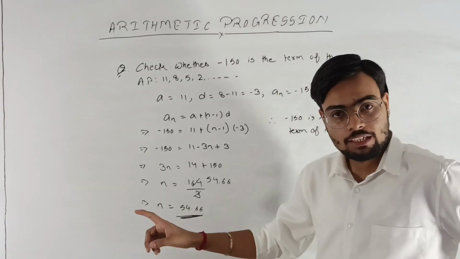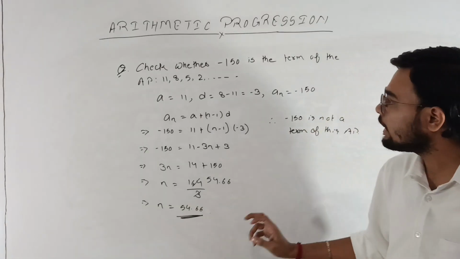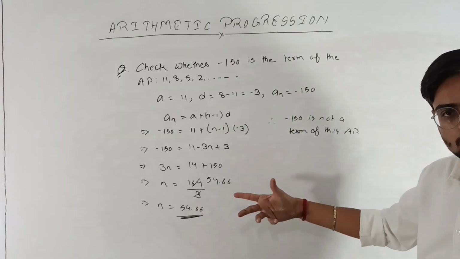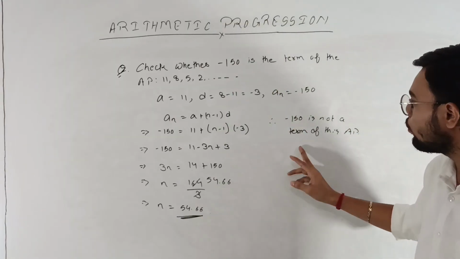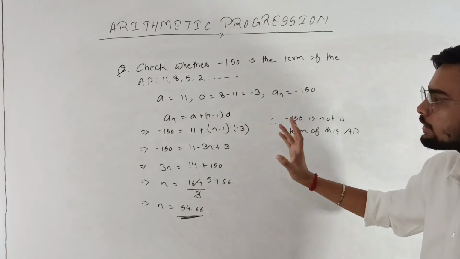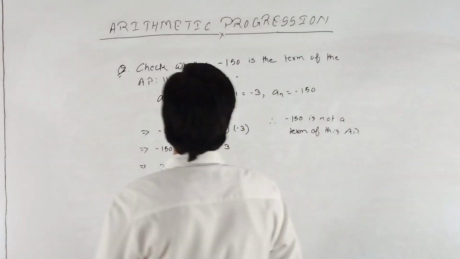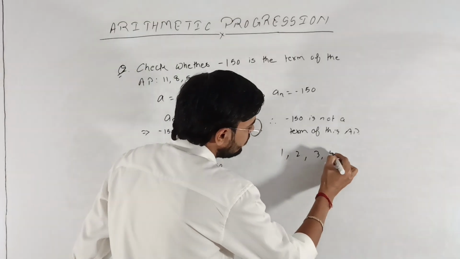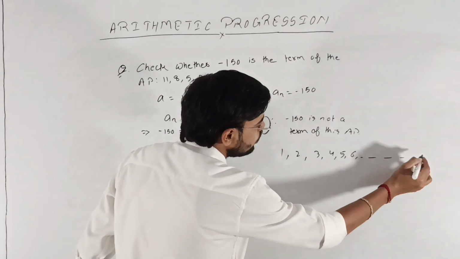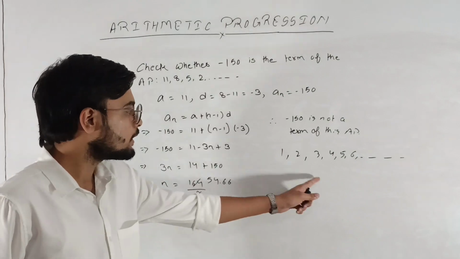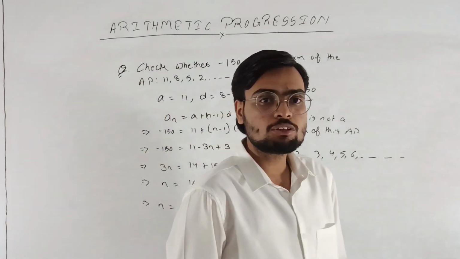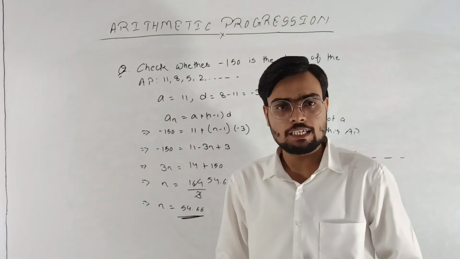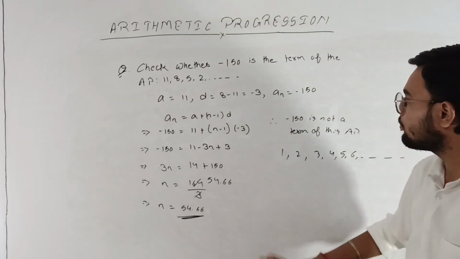If I get the value of n as a whole number, then we say yes, this is a term. When we get a decimal or fraction value, then we say no, minus 150 is not a term of this AP. Why? Because a term is not a fraction. Term is either 1, 2, 3, 4, 5, 6, and so on. Term is always a whole number: first term, second term, third term, fourth term, fifth term. Term is not a decimal, like a 54.66 term or 54.78 term. Understood? That's why this minus 150 is not a term of this AP.